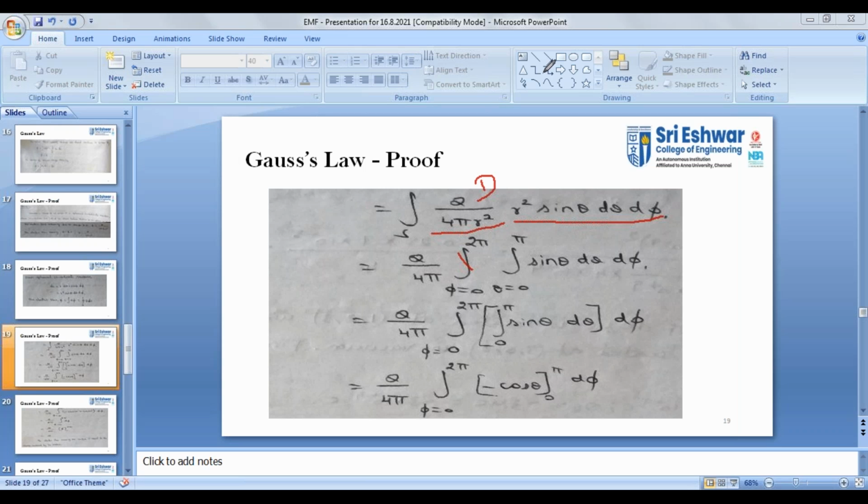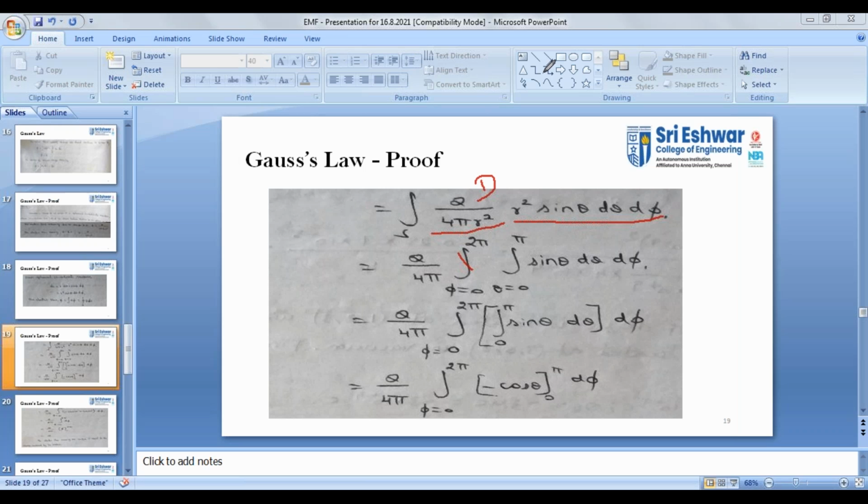Because for phi, as I said already, if you have gone through the mobile app which you have downloaded, you can understand phi value if I am varying to 360 degrees, because 2 pi means it is 360 degrees. If I do that, I can get some plane surface. Theta value is half of it, so it is 0 to 180 degrees.